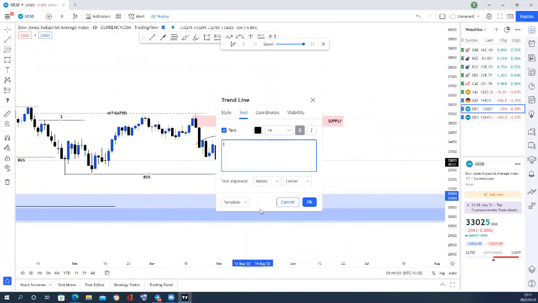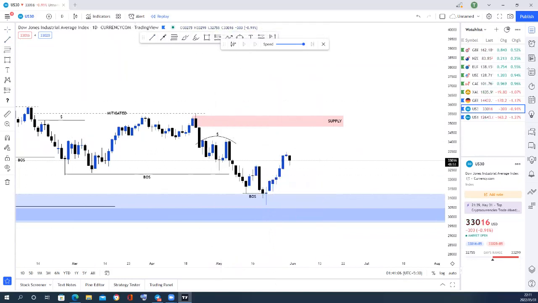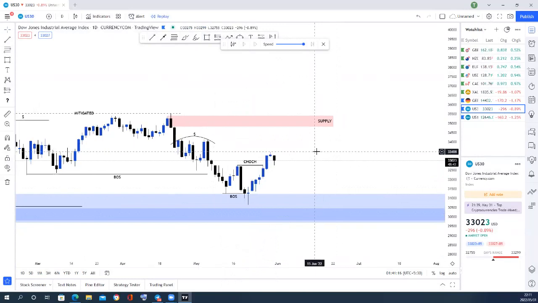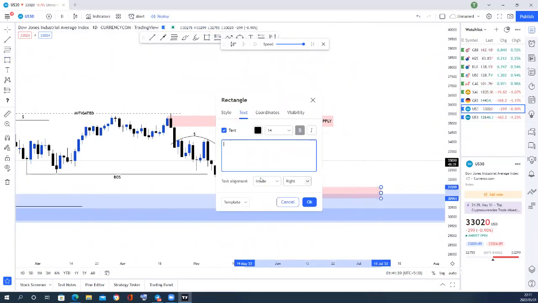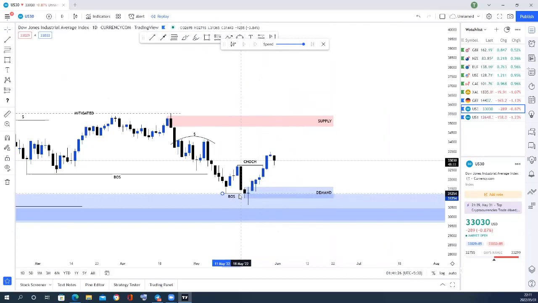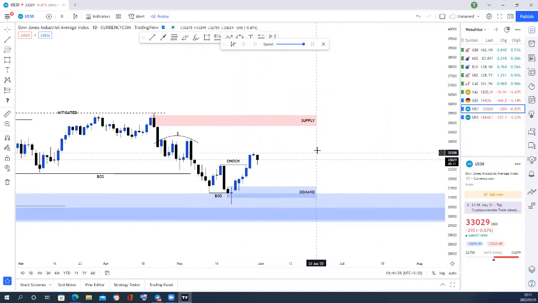We have a breakout structure here, a bottom here. We're looking for confirmation. Breakout structure at that level, a change of market character at the top. So which means on a daily time frame, this is where our demand level would be. That's our daily demand. That's gonna be our daily demand level.